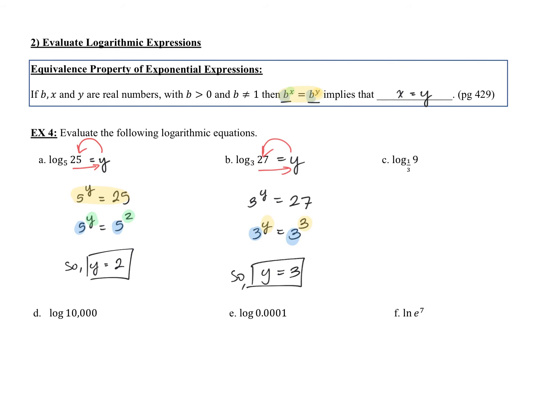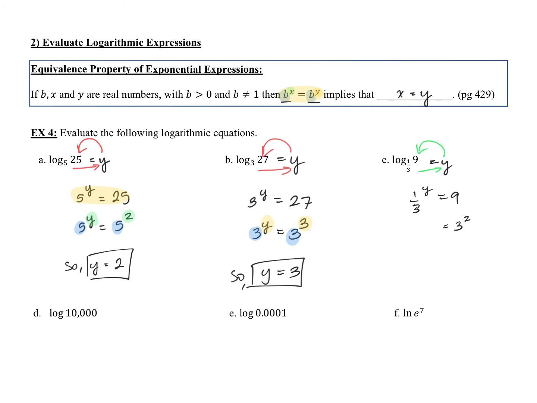Now the next one. Once again, we'll set it to a variable for solving. Let's go ahead and translate it into exponential form. 1/3 to the y power equals 9. Ooh, this one's a little less straightforward. Huh. How can I make these look the same? Well, I know I can rewrite 9 as 3 squared. How can I rewrite 1/3 into 3?